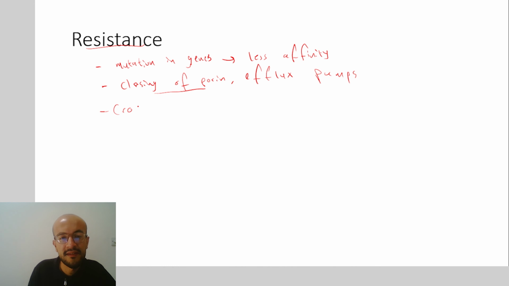And cross resistance is present in the quinolones. So if the bacteria have resistance against one drug of the quinolones, it means that it has resistance to the other drugs.